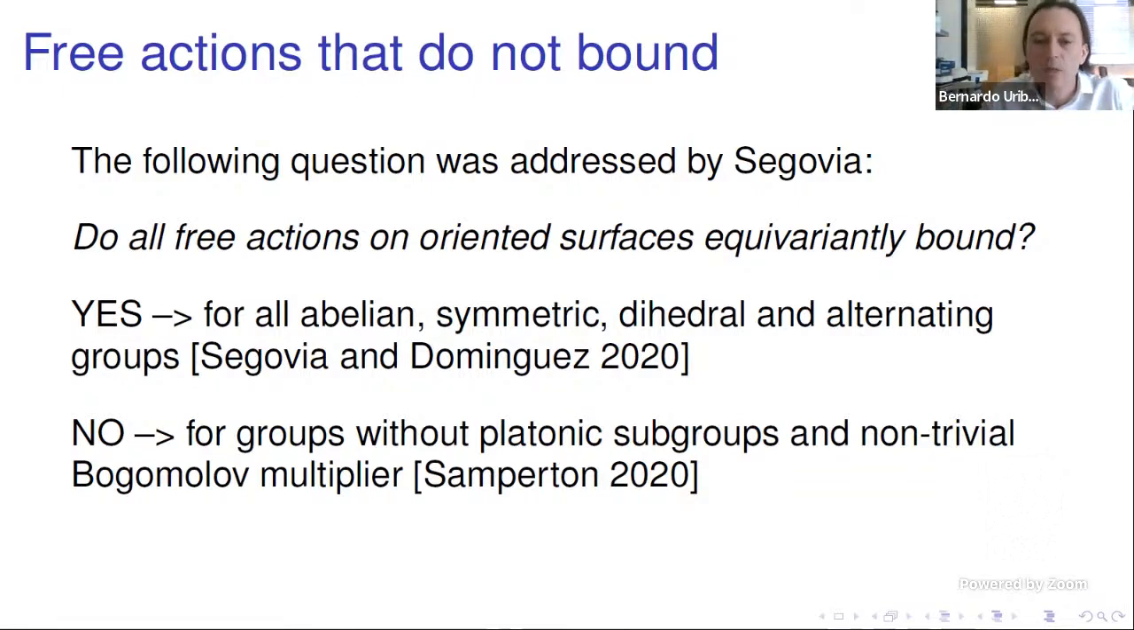So, but somehow at this point, Carlos was showing that for all these groups, there is no contradiction with the conjecture. Namely, any surface, compact, oriented, with an action that is free from any symmetric group, bounds equivariantly. But at the same time, Eric, who is he left, oh no, he's there still.